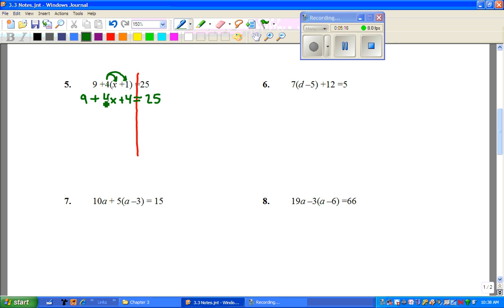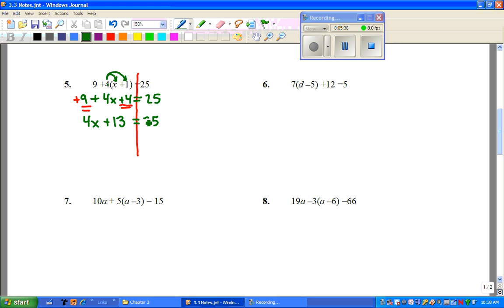All right, next we want to go to combine some like terms. So you'll notice in this one you have a positive 9 and you have a positive 4 that can go together. So you're going to write your variable term first, so bring down your 4x, and then 9 and 4 together would give you plus 13, and it equals 25.